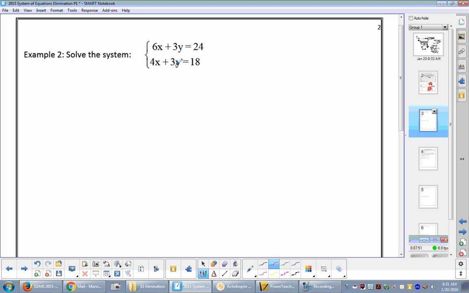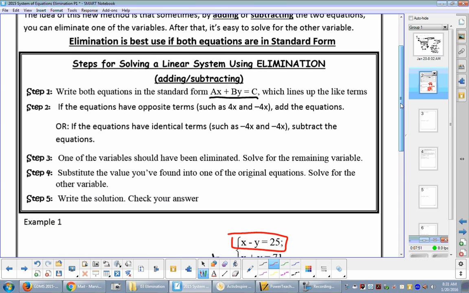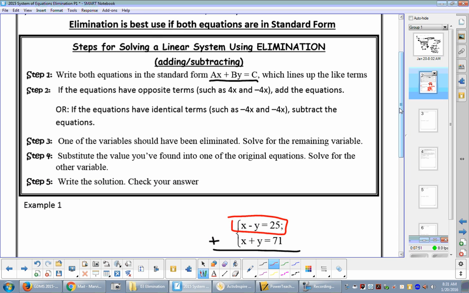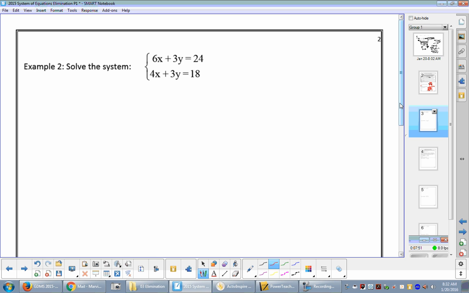If you go back to our steps, if the equations have opposite terms, like 4x and negative 4x, for example, then we can eliminate that particular variable. Or if we have the same or identical terms, let's say negative 4x and negative 4x, then we can eliminate that particular variable. If you look at this example, I have identical terms in my 3y. If we have identical terms, 3y, then our goal is to use that and eliminate our y.